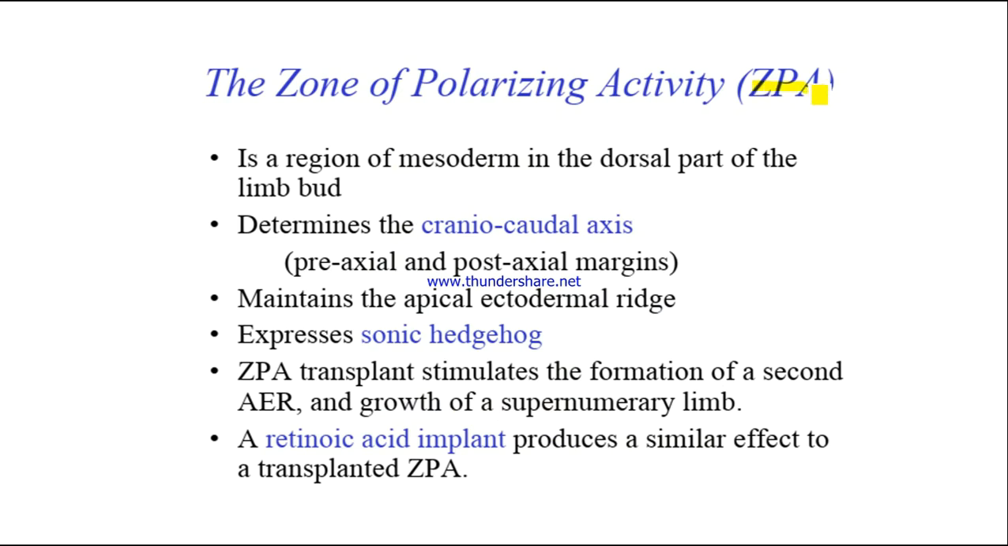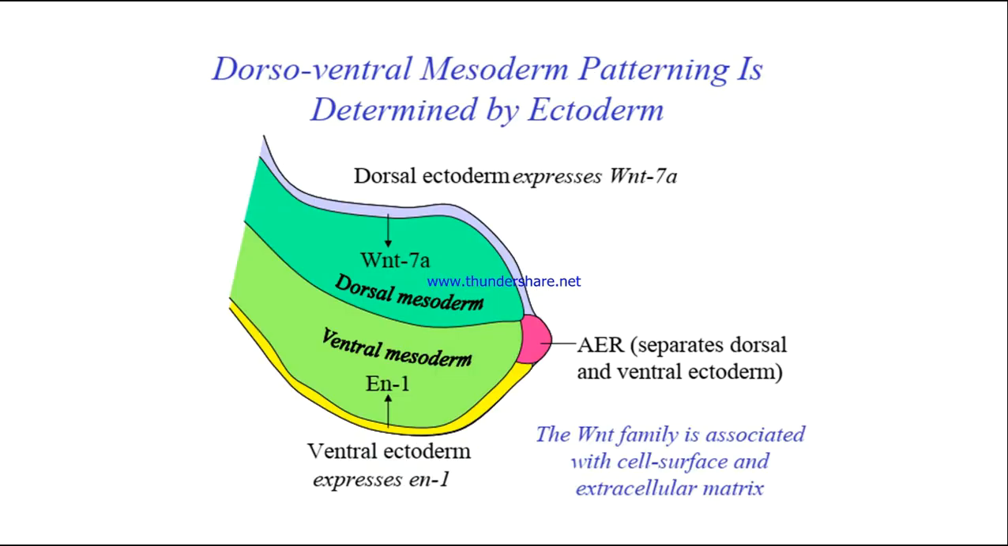So the ZPA, or the zone of polarizing activity, is a region of the mesoderm in the dorsal part of the limb bud, and it determines the craniocaudal axis, preaxial and postaxial margin. It maintains the apical ectodermal ridge, and it expresses Sonic hedgehog. A ZPA transplant stimulates the formation of a second AER and outgrowth of the supernumerary limb, and a retinoic acid implant produces a similar effect to a transplanted ZPA.